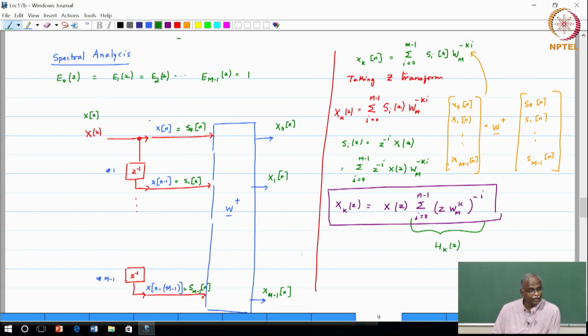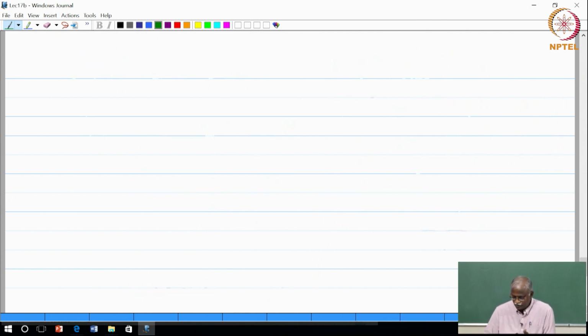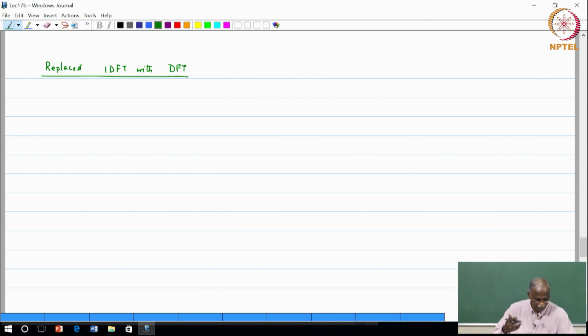The delay chain would remain as is. You would have replaced the W dagger with the W matrix. Okay. So, of course, by now you can easily tell that the outputs will be the same except they are shifted around. Let us just confirm that that is the case.